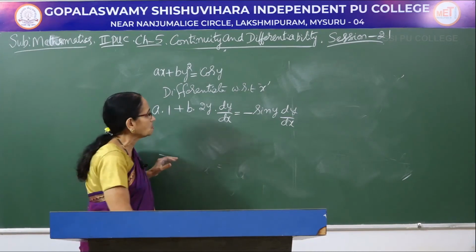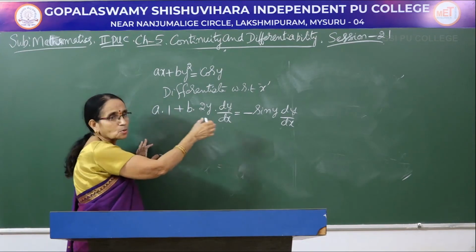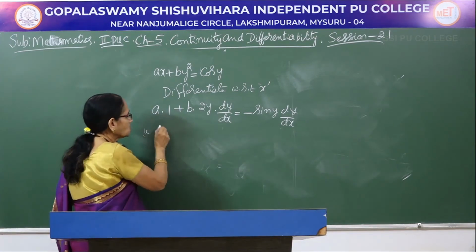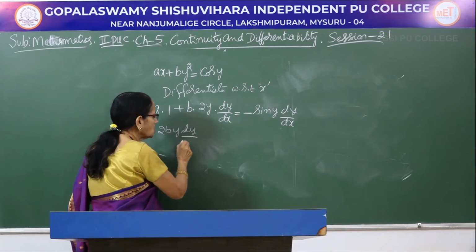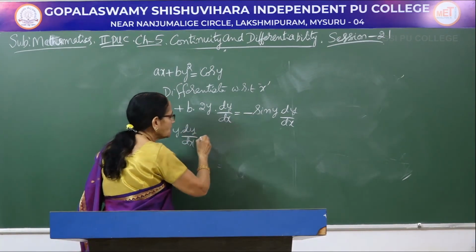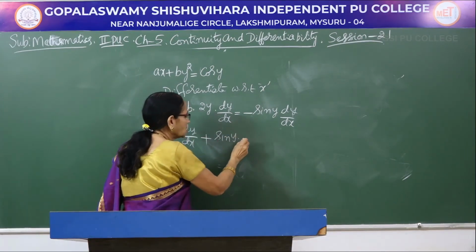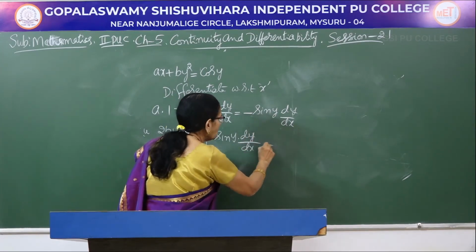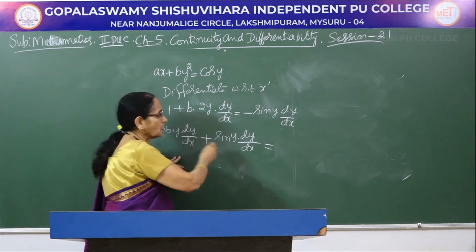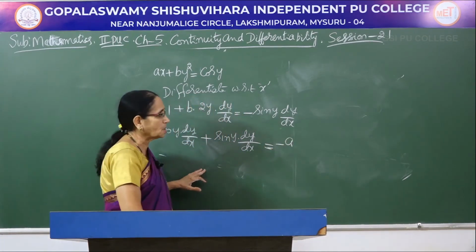Now, shift this term to the left hand side, this plus a to the right hand side. When you shift them, it is 2by into dy by dx. This minus will become plus. It is sin y into dy by dx. Now, this plus a into 1, when we take it to the right hand side, it becomes minus a.